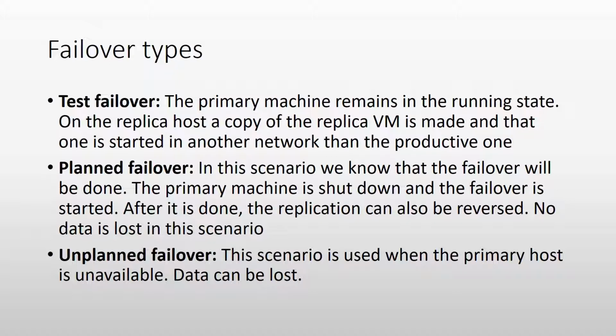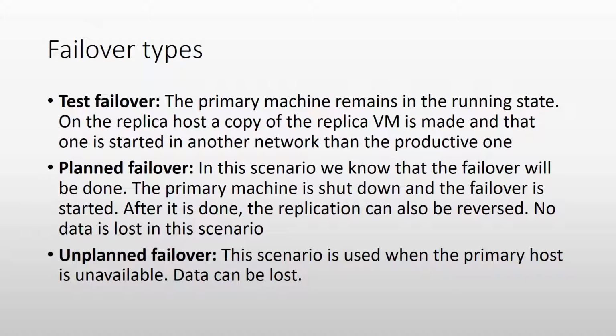First is the test failover, in which you will not lose any data and it's really only a test. So the way it happens is when you initiate a test failover, your primary machine keeps running and your production keeps running, and on the replica host, your virtual machine will be copied and started up in a separate network, let's say in your test network. You can check that everything is okay or whatever you want to check, and then when you finish the test failover, it will delete the test machine and nothing actually will be changed in your environment.